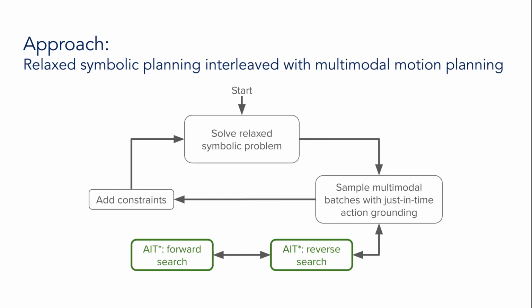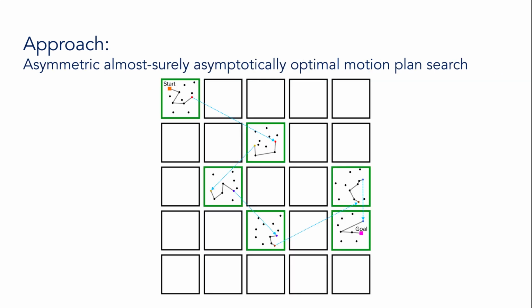Given batches of states in the relevant modes, TMIT-Star uses the asymmetric bidirectional search of the AIT-Star asymptotically optimal motion planner to efficiently find a motion plan from the start state to the goal. We benefit from AIT-Star's reverse search, which skips edge validation and allows us to identify likely feasible paths before putting in the effort to fully validate them. Edge validation happens during AIT-Star's forward search, which typically needs to expand far fewer edges.